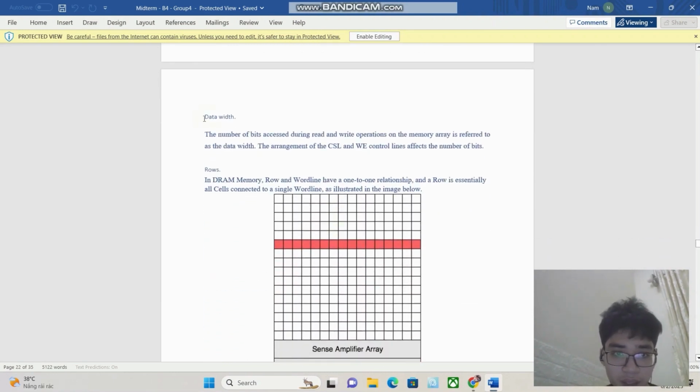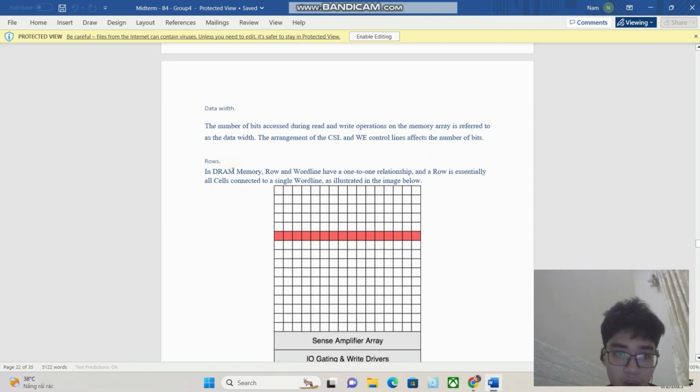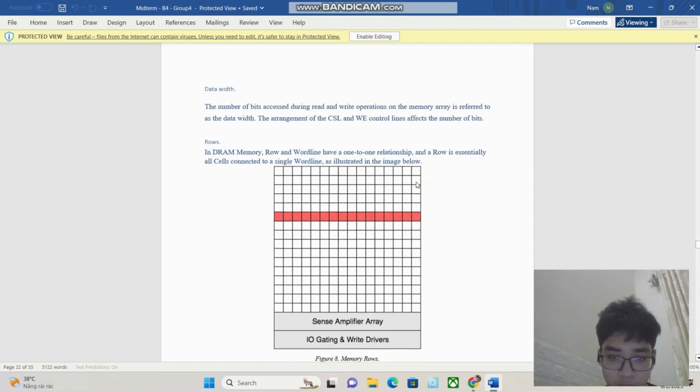The next section is data width. The number of bits accessed during a read and write operation of the memory array is referred to as data width. The arrangement of CSL and WE control lines affects the number of bits. Row: in DRAM memory, row and word line have a 1-to-1 relationship, and a row is essentially the cells connected to a single word line, as illustrated in the image below.